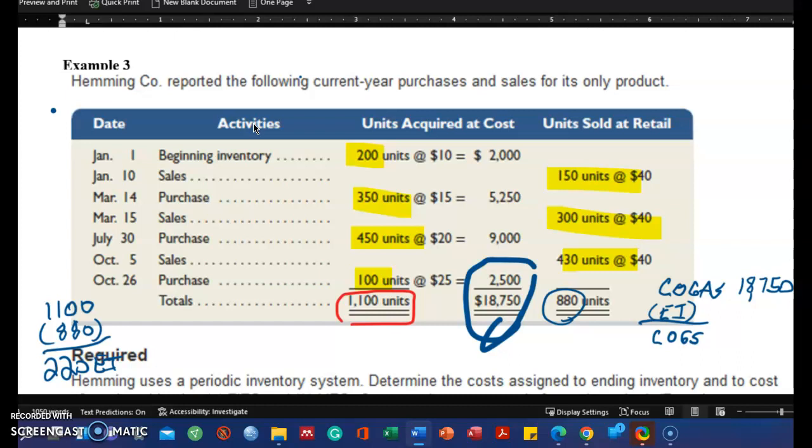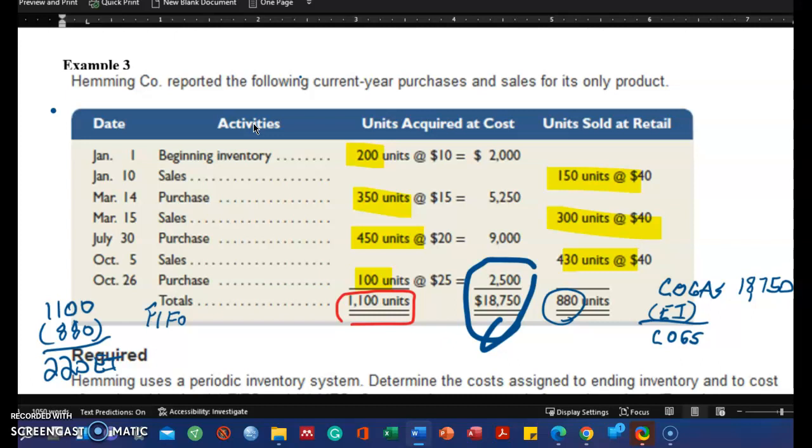So let's do FIFO first, and then I'll show you the solutions. You could be looking at it printed, or on another screen, however you want. You can probably pause the video and look at the solutions, but I'm going to work it out, and then we're going to look at the solutions I provided.